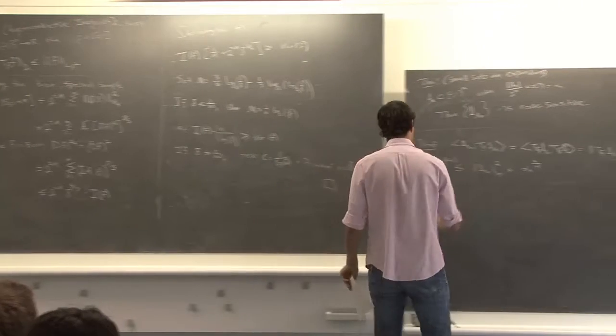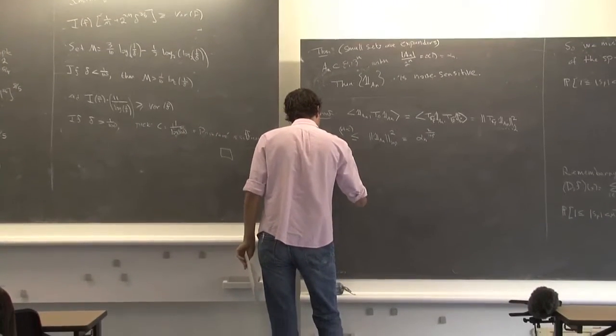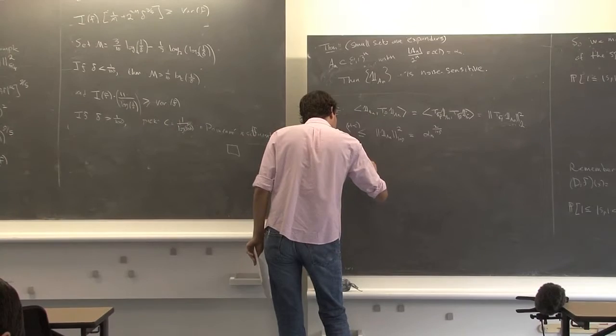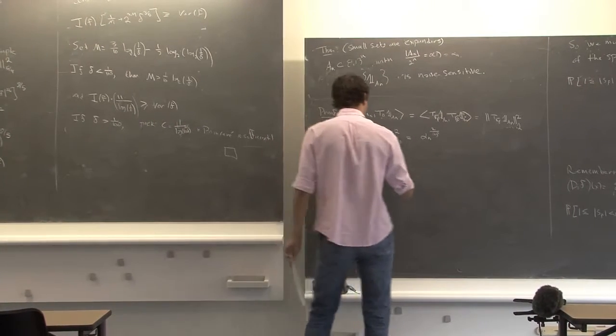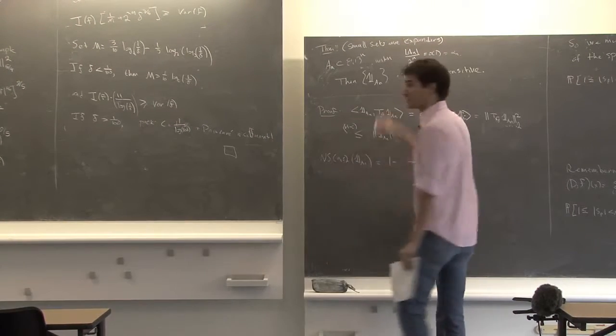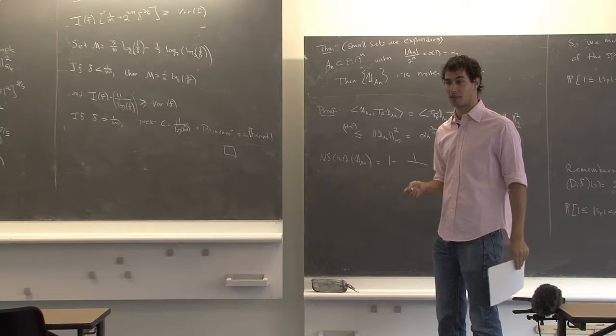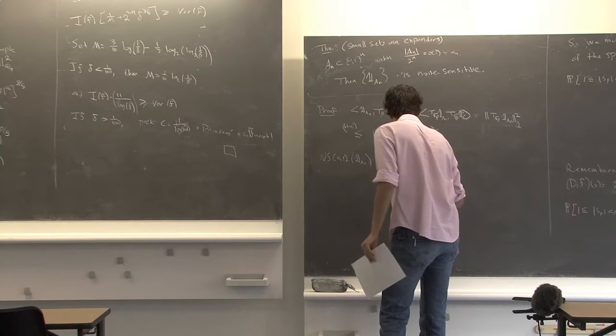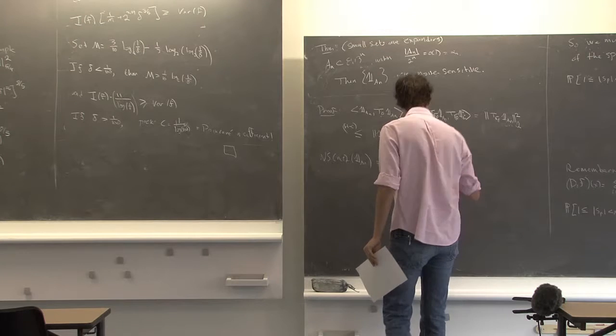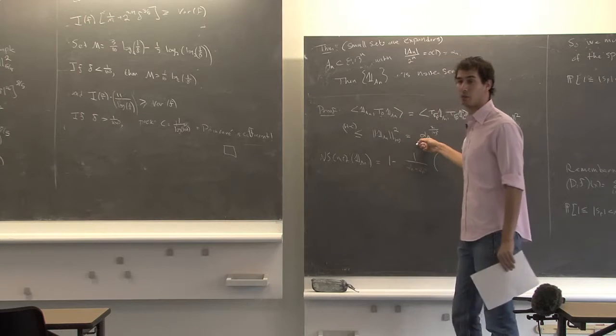Okay, so now let's look at the noise sensitivity at n of epsilon. Recall that that's 1 minus the variance of an indicator, which is just its probability minus its probability squared. And then I need to take this at 1 minus epsilon.